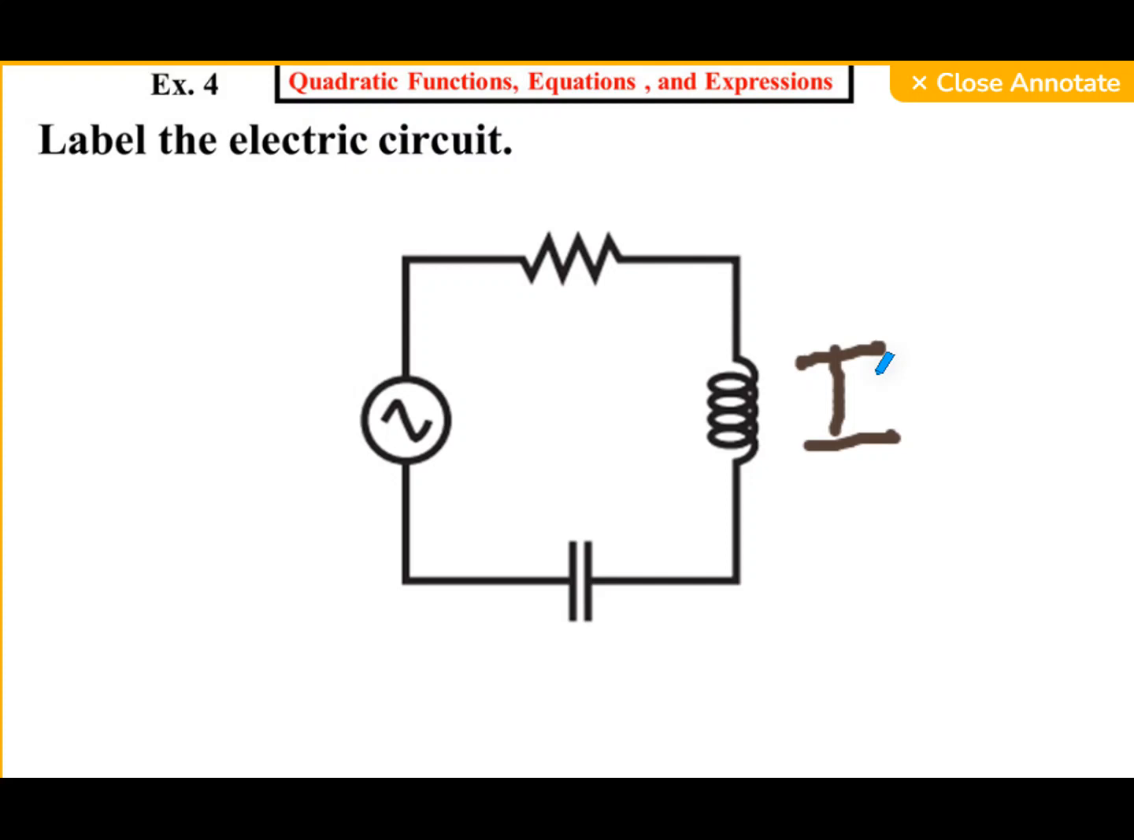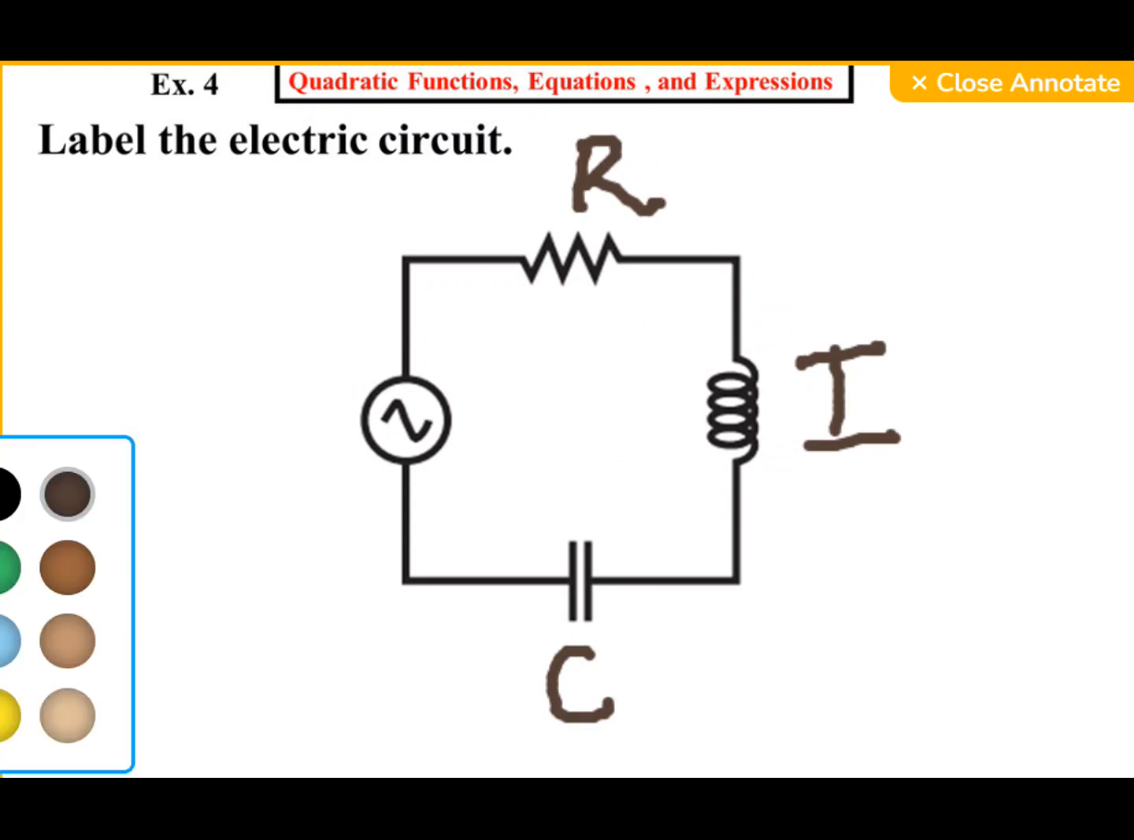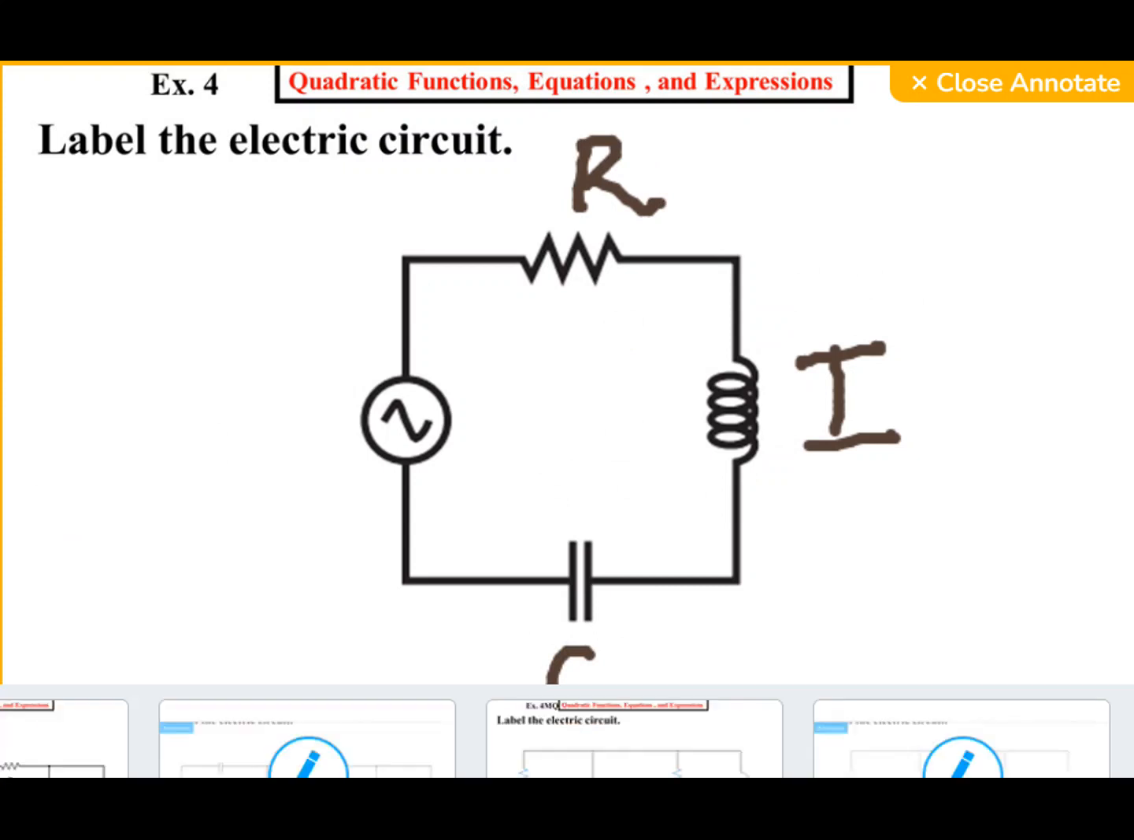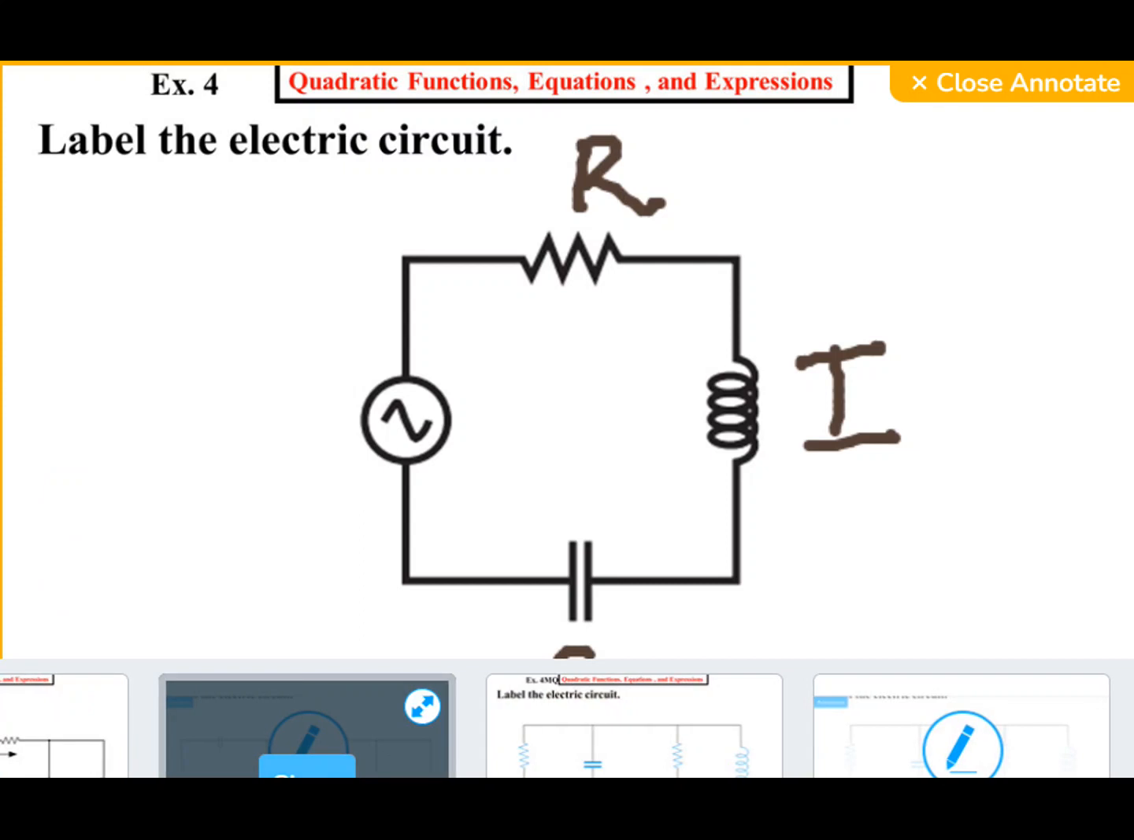All right, capacitor, Delilah, which one? The bottom one, yes, so this is our C, which means this is our resistor. Okay, so with that said, let's see how you do with this one.